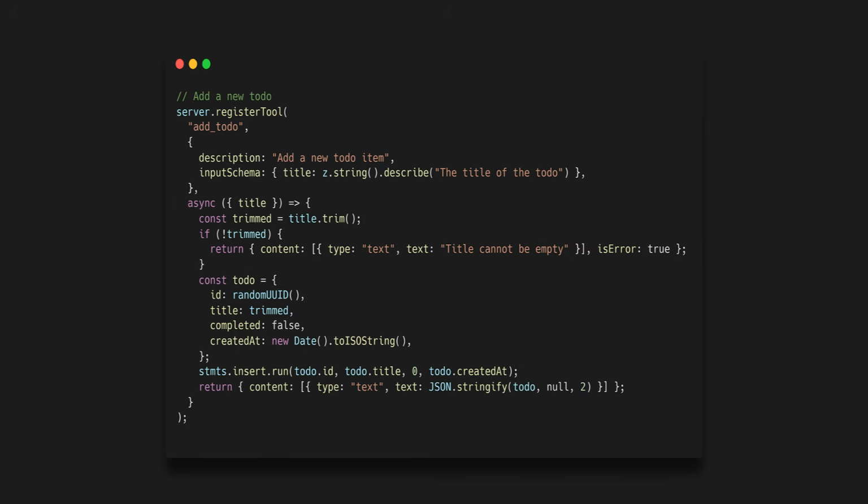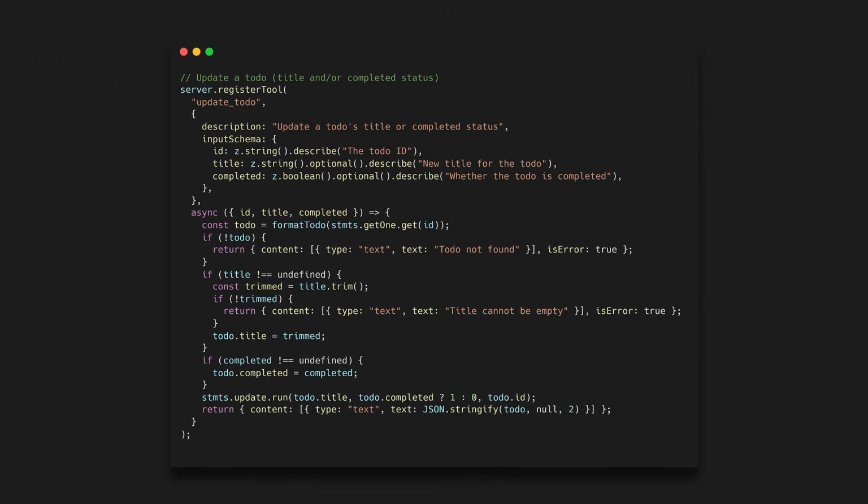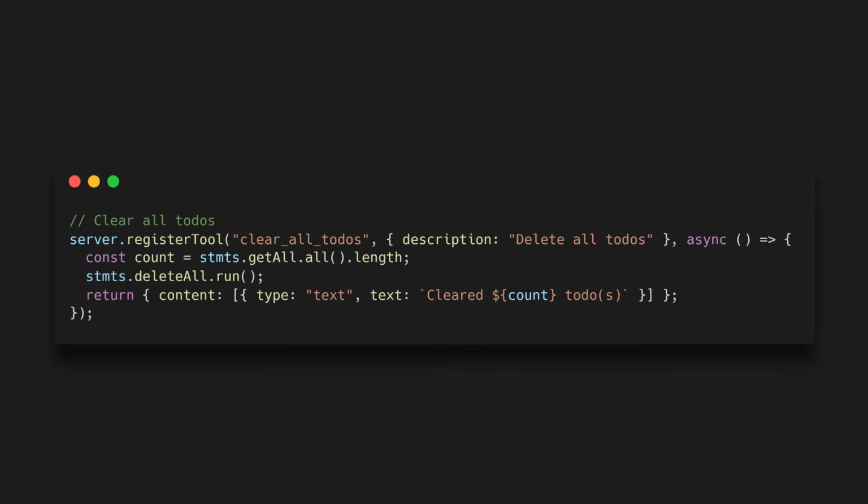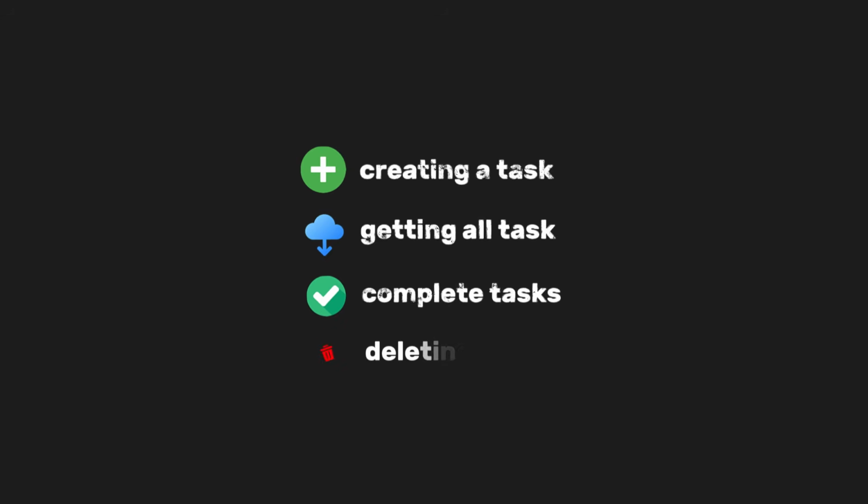We just repeat this pattern for add to-do, update to-do, delete to-do, and clear all to-dos. Basically, once you get this down, your MCP server can do anything. It can read to-dos, add them, edit them, delete them, basically everything your Express API could do. But now, the AI can control it.